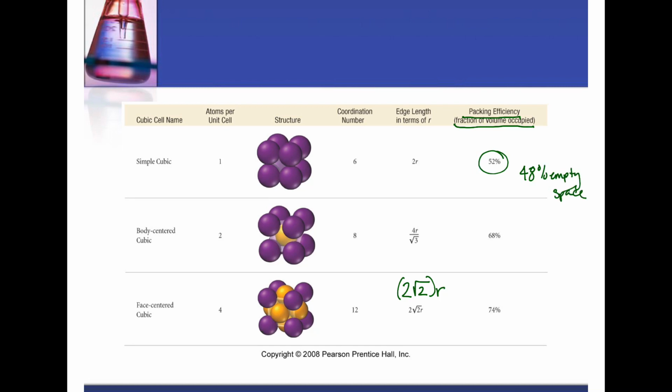Okay, and you can see that as we go down the list, the packing efficiency for a face-centered cubic is much higher. It's about 20% higher. And that means that face-centered cubics are more dense, and the simple cubics are less dense.